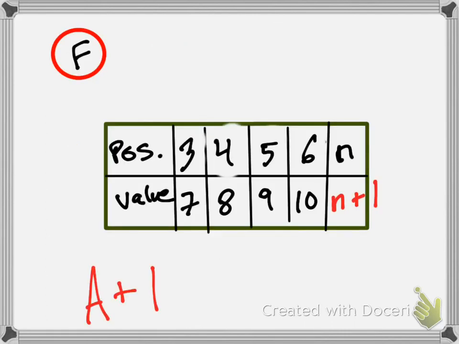Actually, Fernando pointed something out to me. This problem is going to be n plus 4. Because if we look at our numbers, 3 plus 4 is 7. 4 plus 4 is 8. 5 plus 4 is 9. 6 plus 4 is 10. So n plus 4 is our next one. It's not n plus 1. I actually made that mistake. So that's why I like it when my students correct me. It's actually n plus 4.